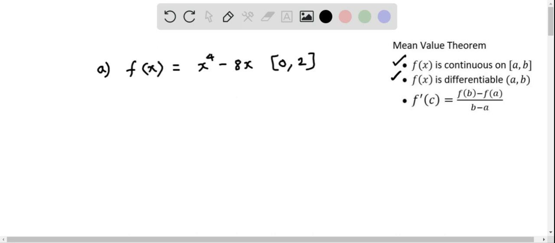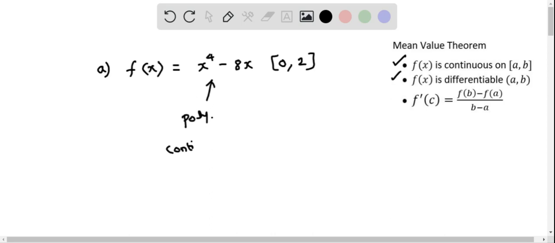Then in that case there exists a c such that f prime of c, that is the derivative of the function at c, equals f of b minus f of a over b minus a. So let's verify that. We will first check whether this function is continuous and differentiable. Notice that x to the power 4 minus 8x is a polynomial function, and we know that polynomial functions are continuous as well as differentiable on their domain. So the first two conditions of the mean value theorem are satisfied.